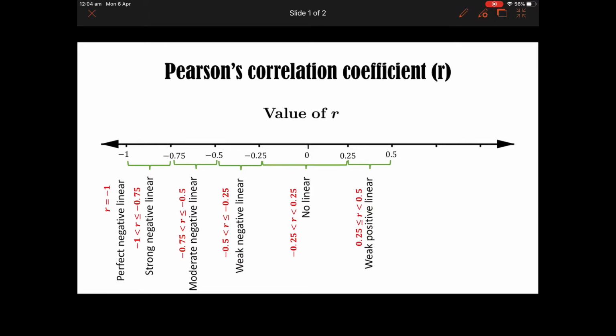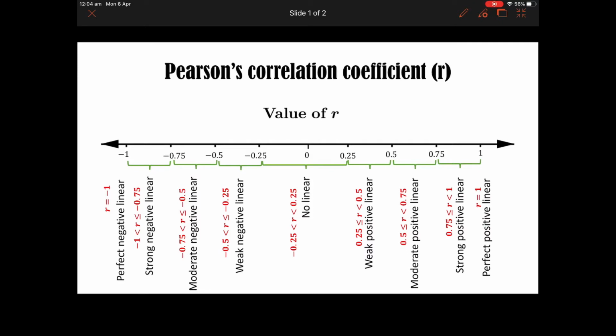From 0.25 to 0.5 is weak positive linear association. From 0.5 to 0.75, moderate positive linear association. From 0.75 to 1, strong positive linear association. When R is 1, it's perfect positive linear association.